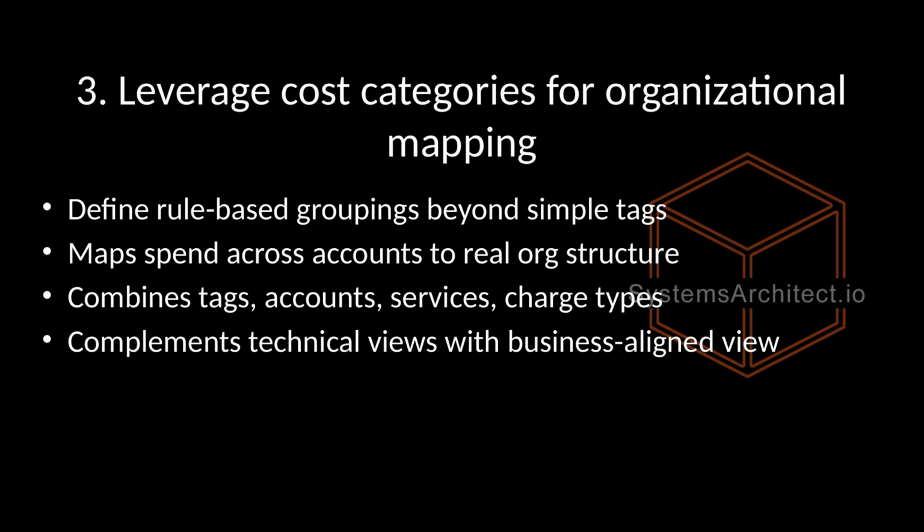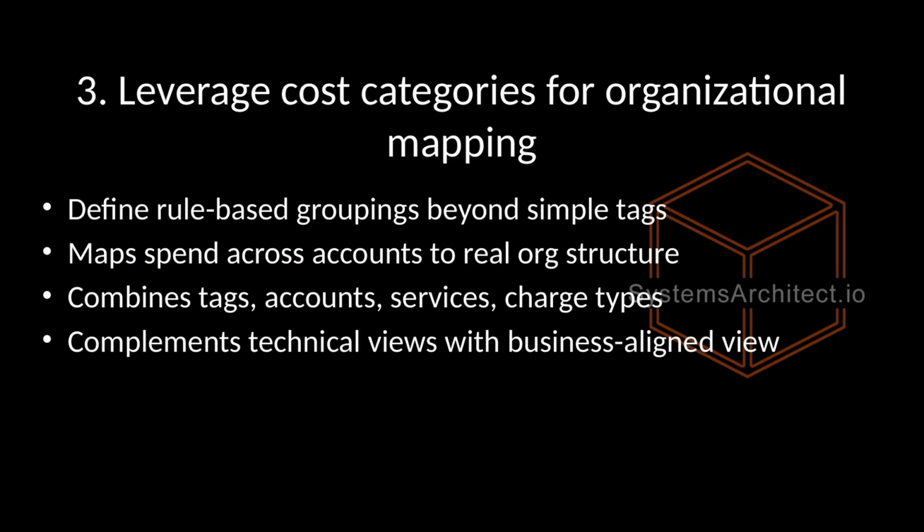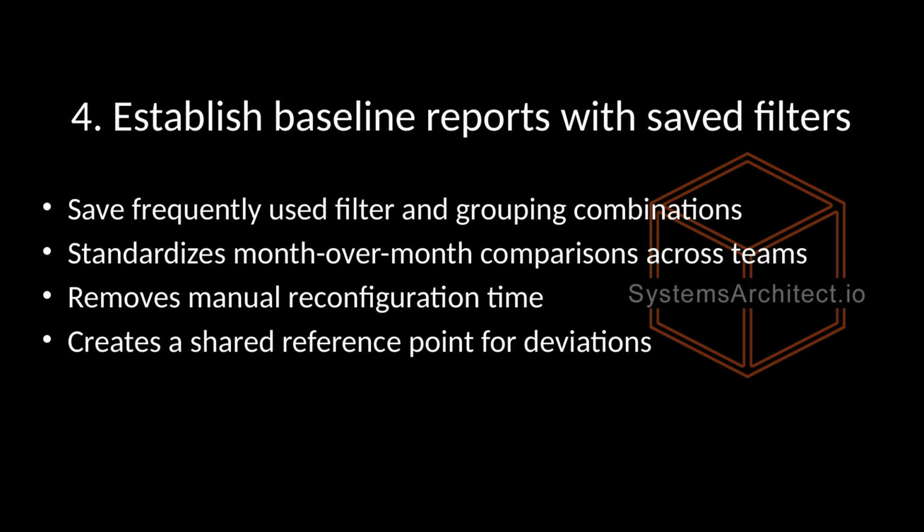3. Leverage cost categories for organizational mapping. Tags work well when resources are consistently labeled, but real organizations often have accounts, legacy resources, or third-party costs that don't fit neatly into a tagging scheme, and that's where cost categories come in. Cost categories let you define rule-based groupings that map spending to your actual org chart. They combine tags, accounts, services, and charge types into a single custom dimension that mirrors how the business actually thinks about cost.